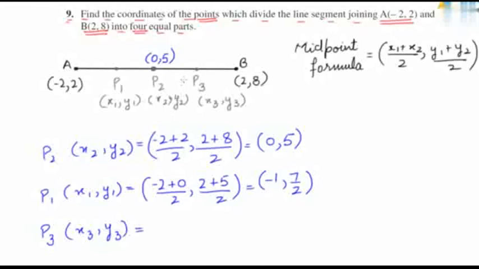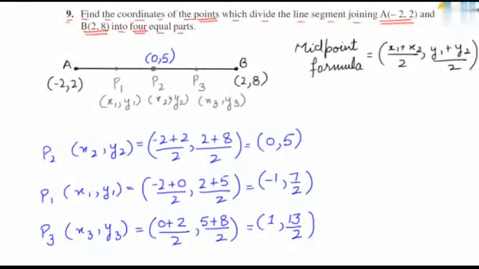Now to find the coordinates of P3, that is x3 comma y3, we will again use the midpoint formula to find the midpoint of P2B, that is 0 comma 5 and 2 comma 8. So 0 plus 2 by 2 comma 5 plus 8 by 2, which comes out to be 2 by 2 is 1, and 5 plus 8 is 13, so 13 by 2. So the points which divide this line segment into 4 equal parts are 0 comma 5, minus 1 comma 7 by 2, and 1 comma 13 by 2.